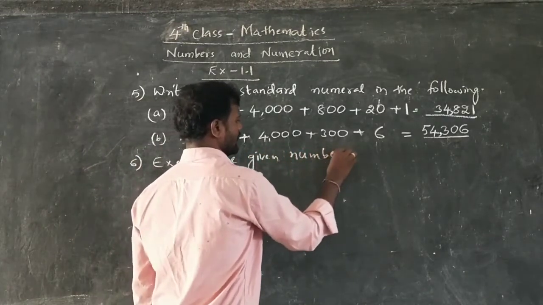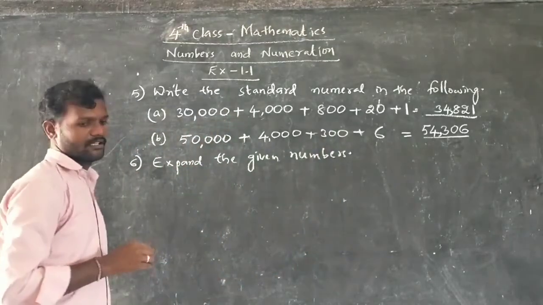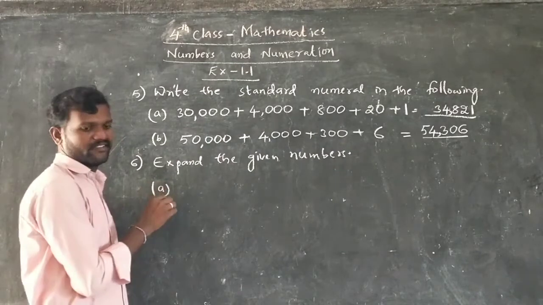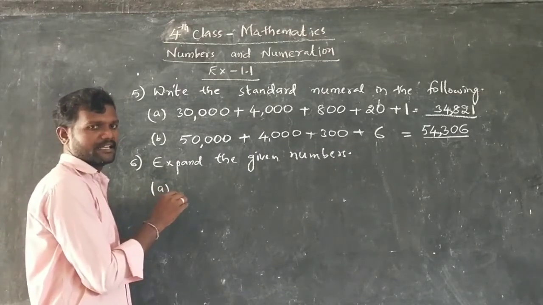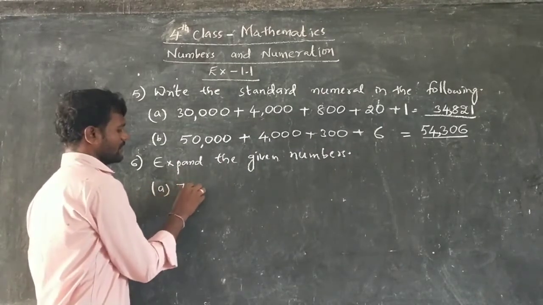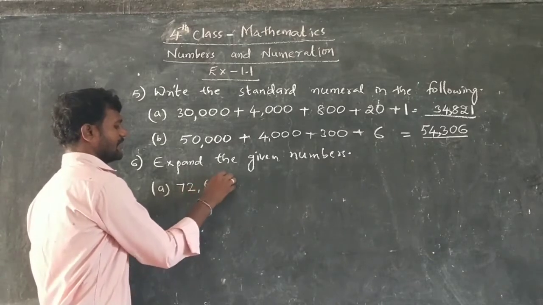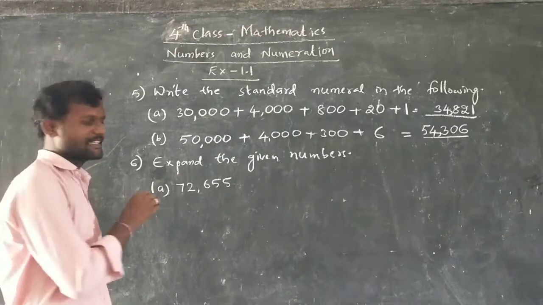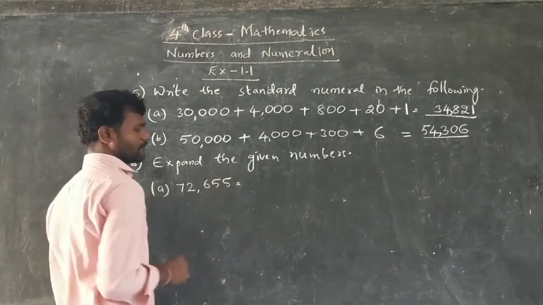Expand the given numbers. It is the 6th bit. So what is the first number given? A, 72,655. It is the number given. We have to write the expanded form of this number.